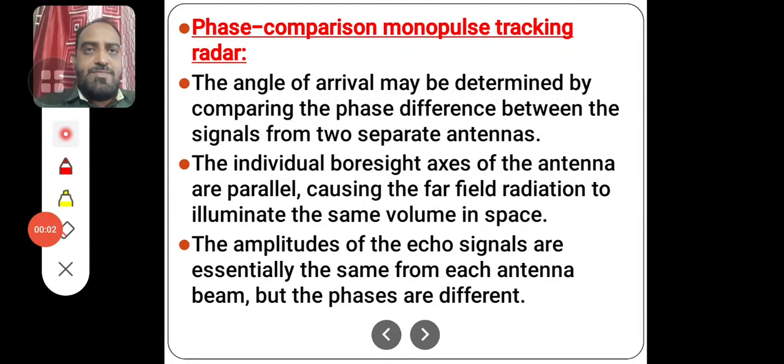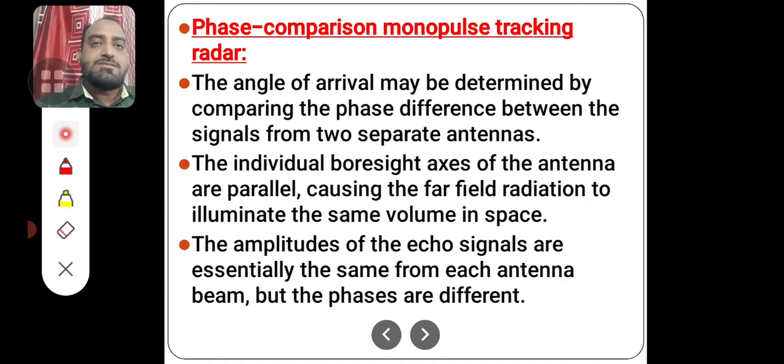Hello, welcome back. In this lecture, we will discuss phase comparison monopulse tracking radar. The angle of arrival may be determined by comparing the phase difference between signals from two separate antennas.